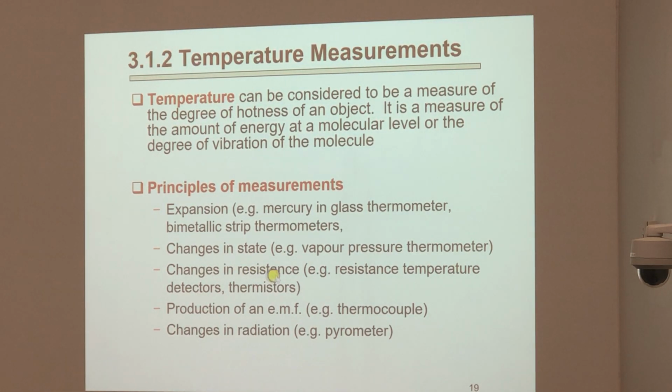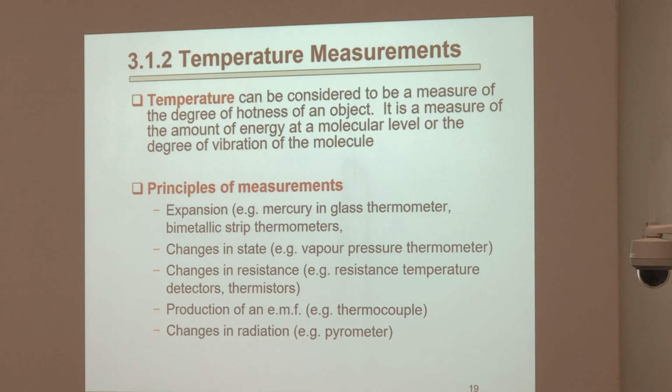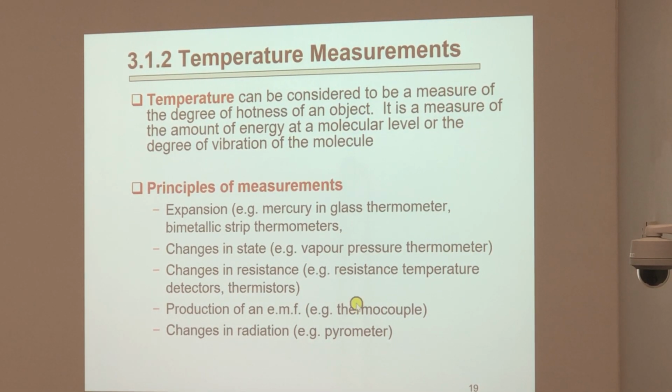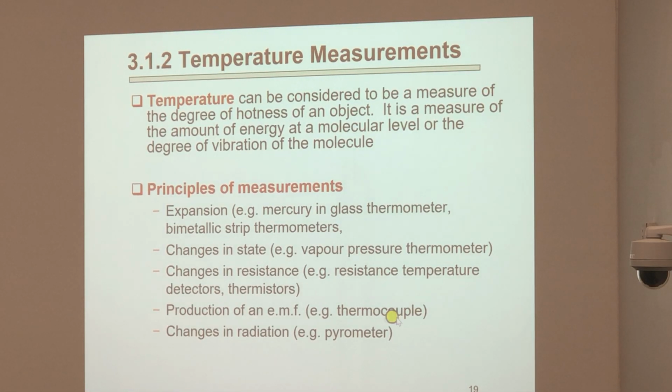Change in resistance: this one is the resistance temperature detector and thermistor. Production of EMF. What is EMF? Electromotive force, electron movement force. This one is mostly on the thermocouple type of temperature sensor. Change in radiation, example is the pyrometer, alright? So if I ask you the principle, you give this side. If I ask you for the example, you give this side, okay?